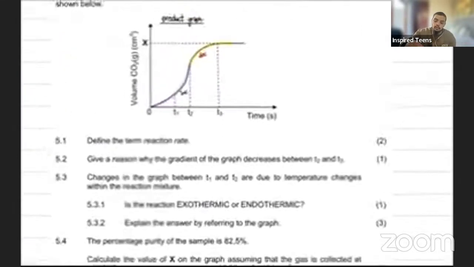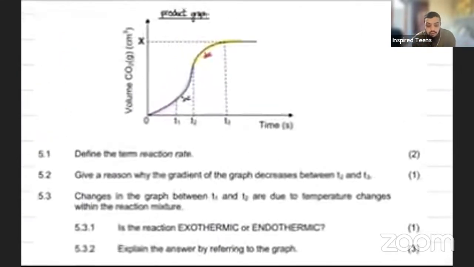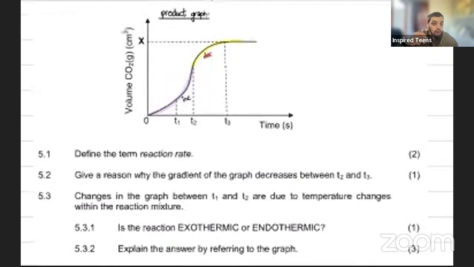So they ask why the gradient decreases between T2 and T3. The gradient decreases between T2 and T3 because the rate of the reaction decreases. How many marks is this for? It's for 1 mark. So you can say the rate of the reaction decreases.